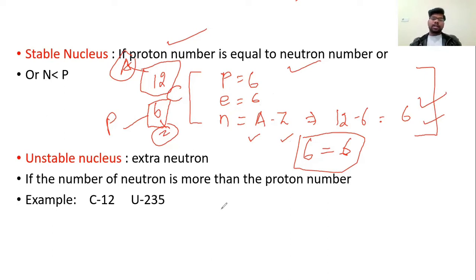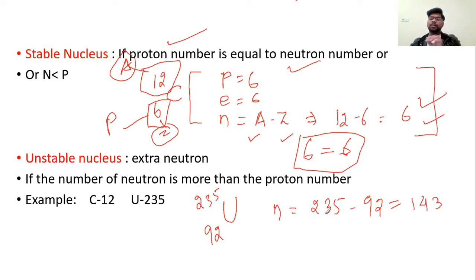But in the case of uranium-235, the atomic number of uranium is 92 and its mass number is 235. So first find the neutrons. How to find the neutrons? 235 minus 92. It's very simple. Just subtract the atomic number from the mass number. You're going to get 143. So this is the number of neutrons present in a uranium atom.